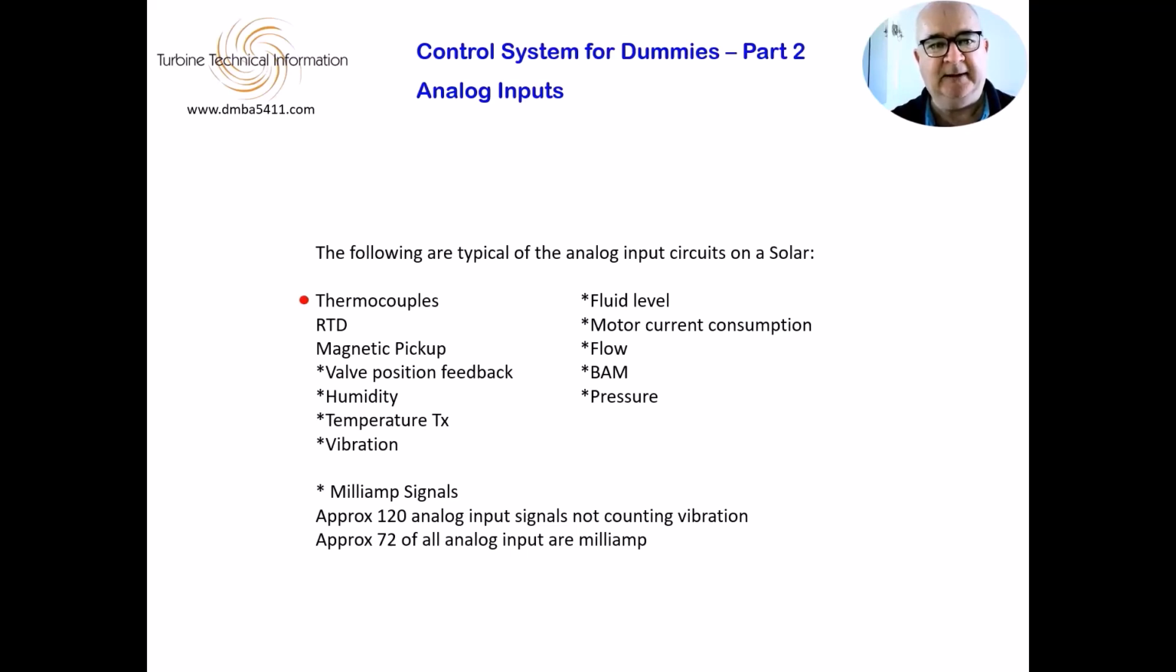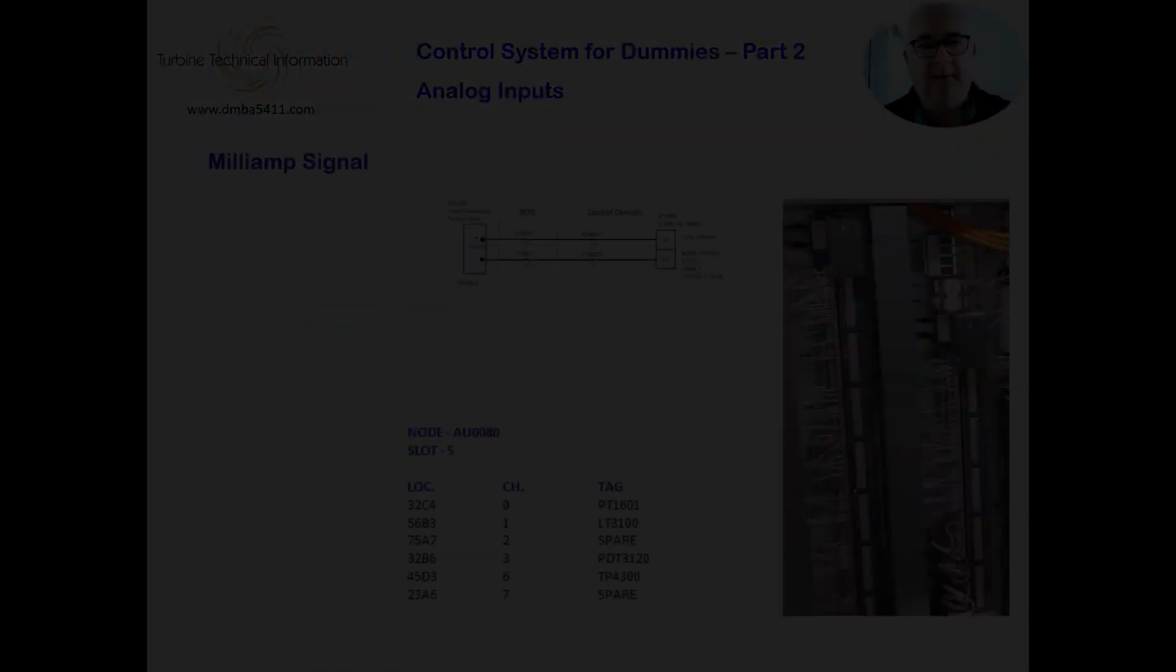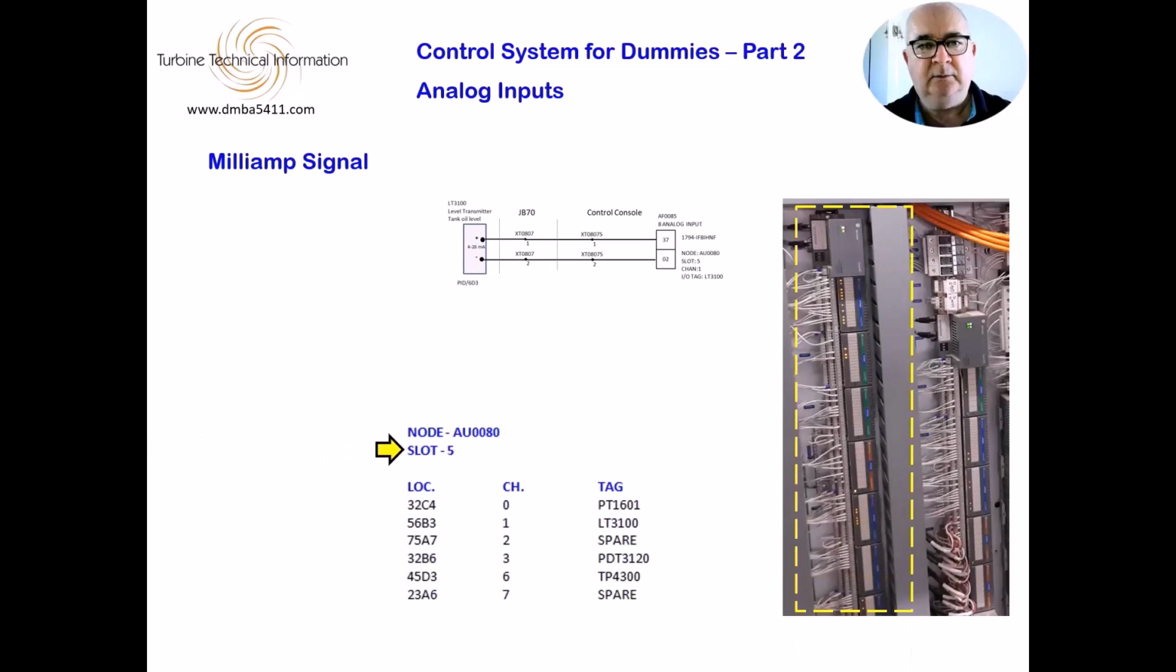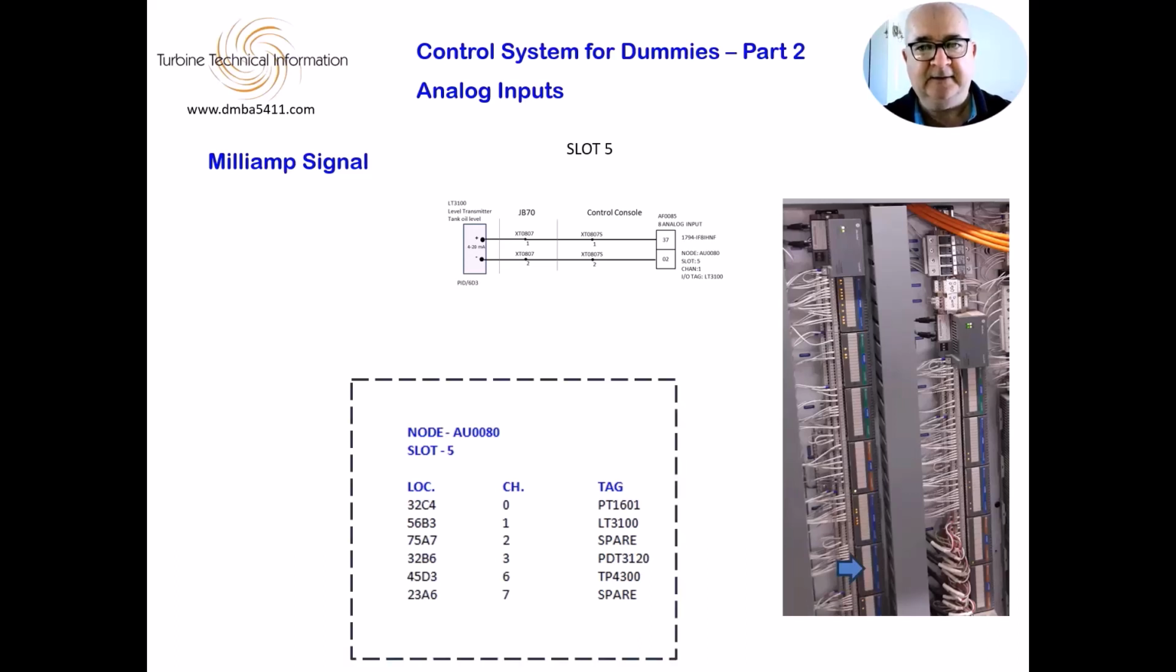Thermocouples use the potential difference in voltage between the hot junction and the cold. Here we have node AU0080. The easiest way to find it is to look for address 008 on the communications adapter. This is the location of the Flex IO within the node. Each of the 8 channels are listed, with a couple of spare ones. Channel 1 is the level transmitter LT3100.